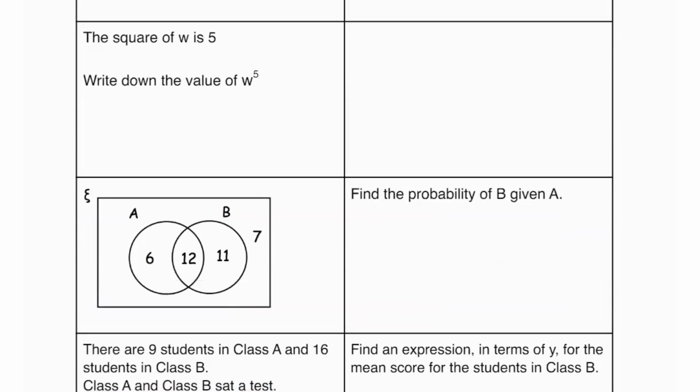Next question says the square of w is 5. Write down the value of w to the power of 5. So if the square of w is 5, w would be plus or minus square root of 5, because when you take a square root of the value, you always get a positive and a negative value. It wants us to find the value of w to the power of 5, which is basically w being multiplied by itself 5 times.